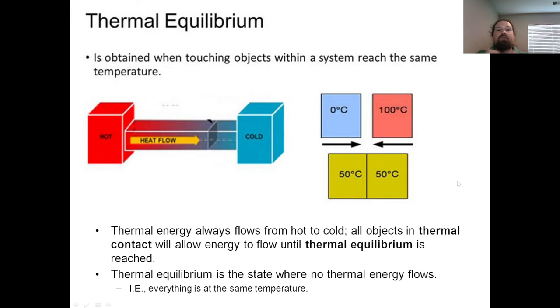Now, I mentioned before that thermal energy always flows from hot to cold. Think of it kind of like osmosis in a cell. If you have a lot of water in one place and no water in the other, all of that water wants to go where there's no water.